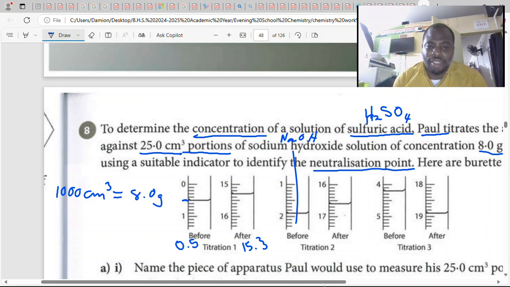So as I said, 15.3. Well, what is this before, the second time Paul did it? 1.9. So 1.9 and 16.6.